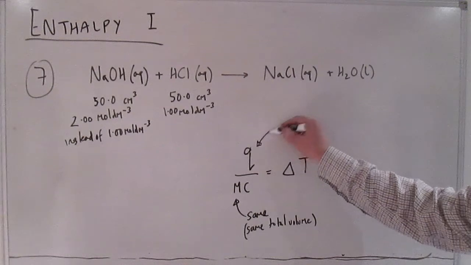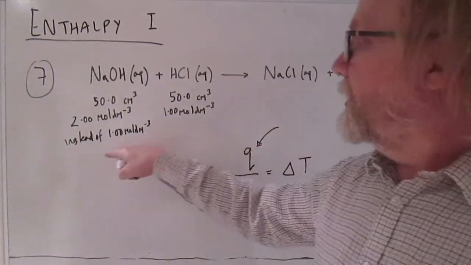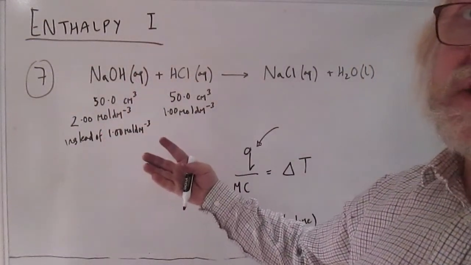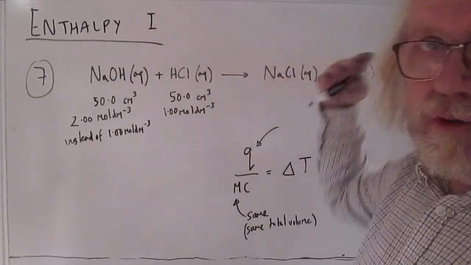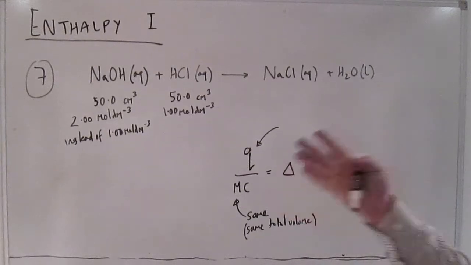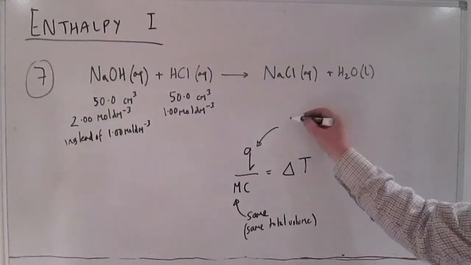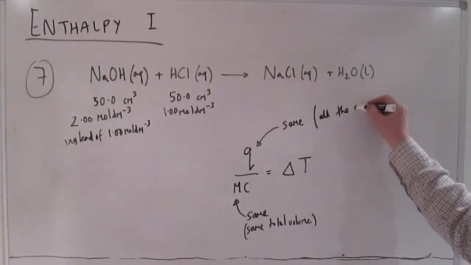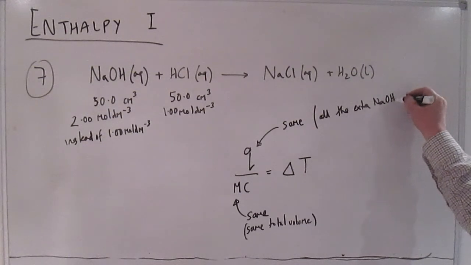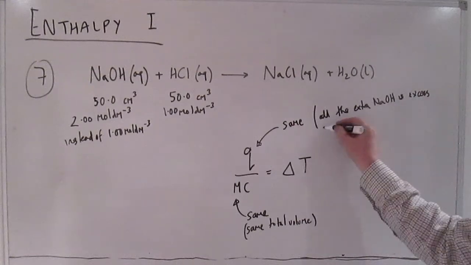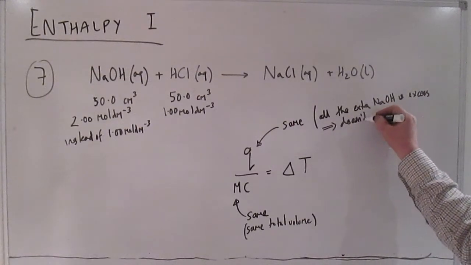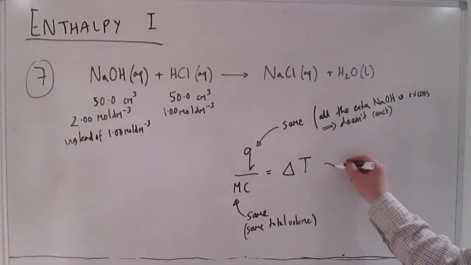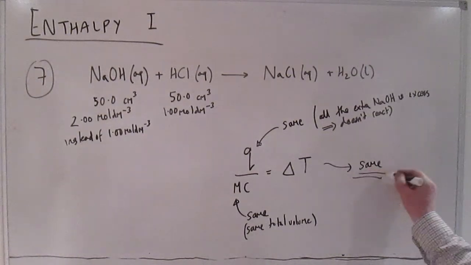But what about Q? Well, again, it's this issue of excess, that by increasing the concentration of sodium hydroxide but adding the same volume, we're therefore adding more moles of sodium hydroxide, but it doesn't help because there's no more hydrochloric acid for it to react with. So all that extra sodium hydroxide is excess, and so Q is still the same. For the same reason as in the previous example, because all the extra NaOH is excess and therefore doesn't react. So if Q is the same and M is the same, then delta T is the same. And that's your answer.